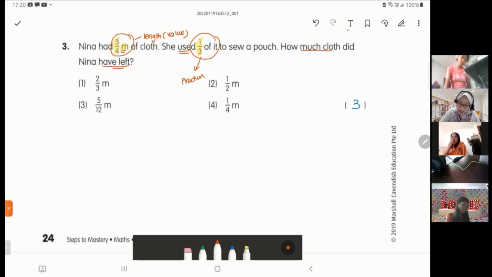Okay, so for 1/3, I can draw my model like this, right?